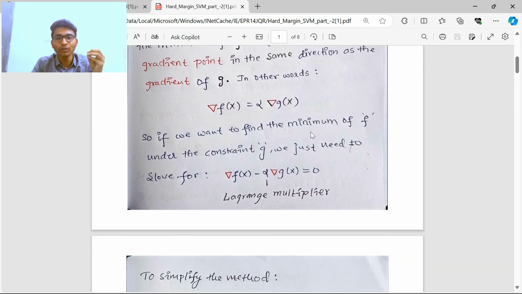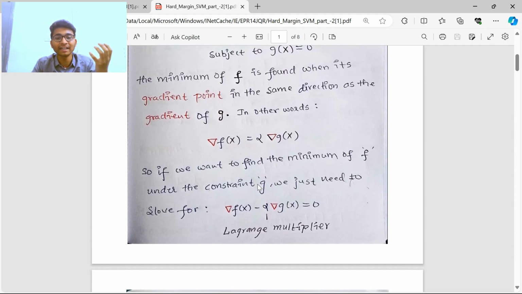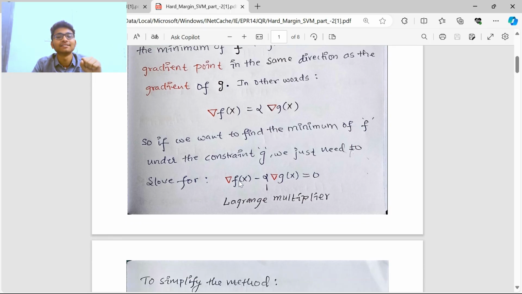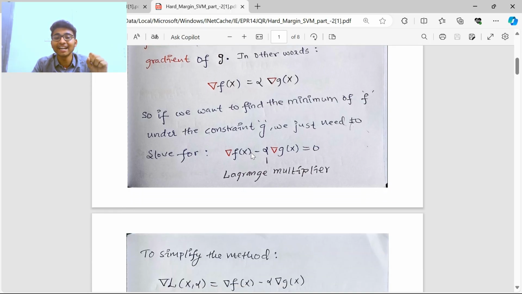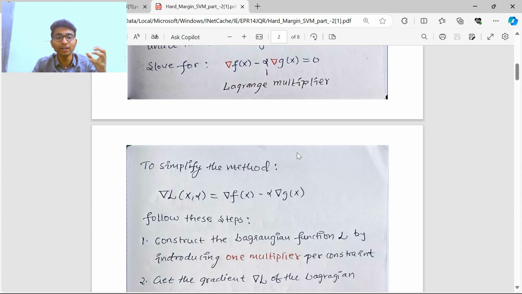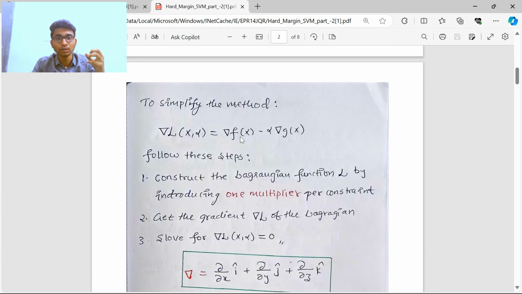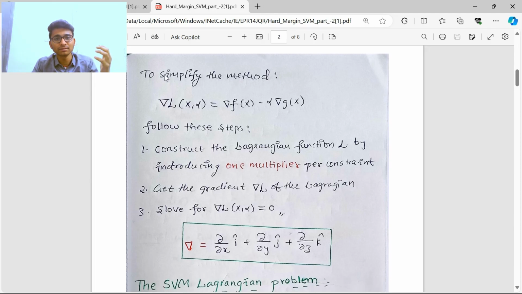And so if we want to find the minimum value of f under a constraint g, we just need to solve for this equation. This equation, gradient of f of x minus alpha into gradient of g of x, where alpha is the Lagrange multiplier. To simplify this method, see, this is our Lagrange function L of x comma alpha.